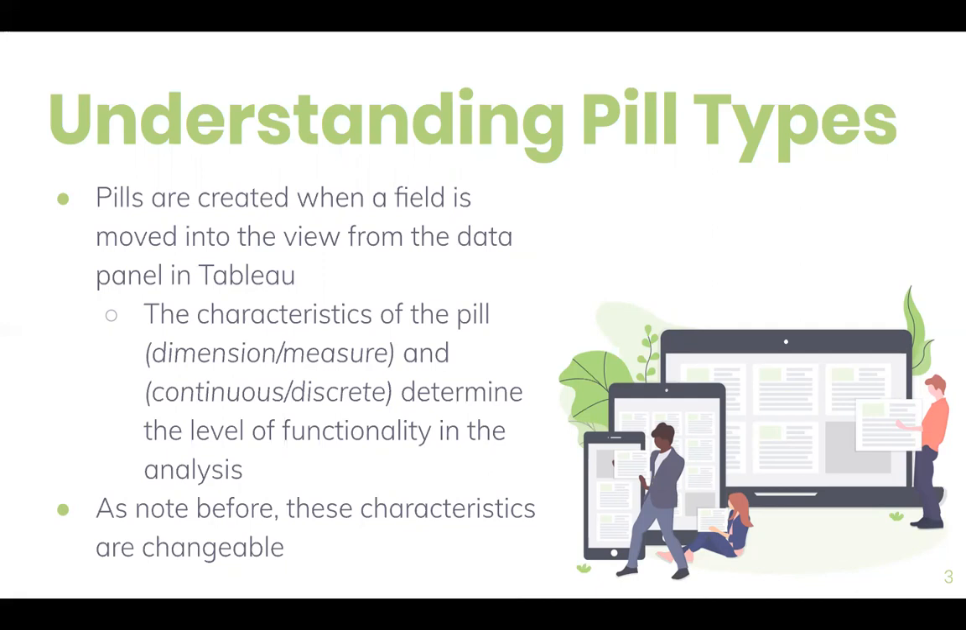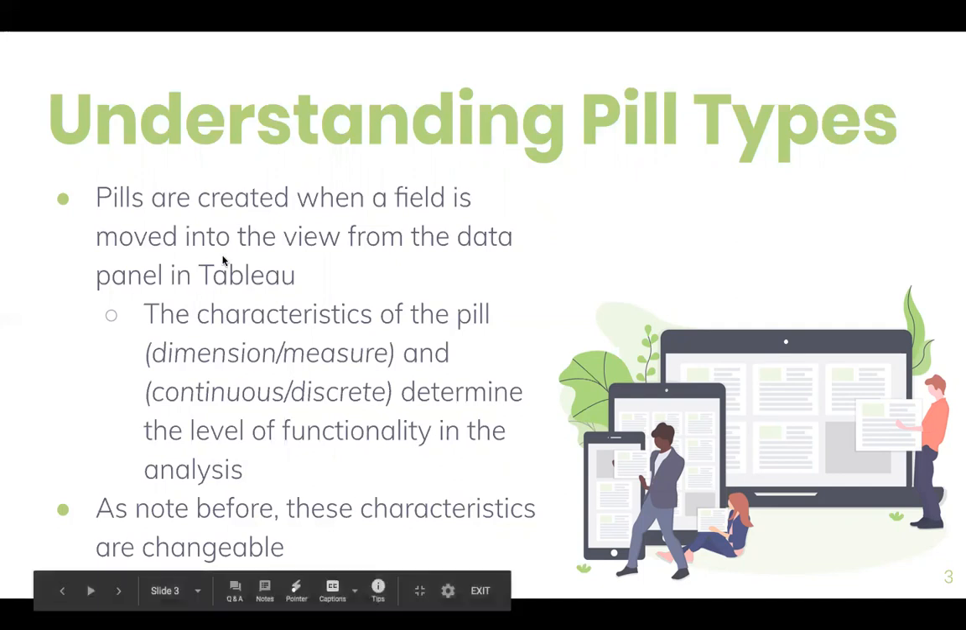This is important because it determines the level of functionality in the analysis. And as mentioned last time, these are flexible. You can directly change a measure to be dimension or the characteristic of the pill to be continuous or discrete. Of course, this is something that should be used with caution, because if you change something to an incompatible type, you may end up with null values.